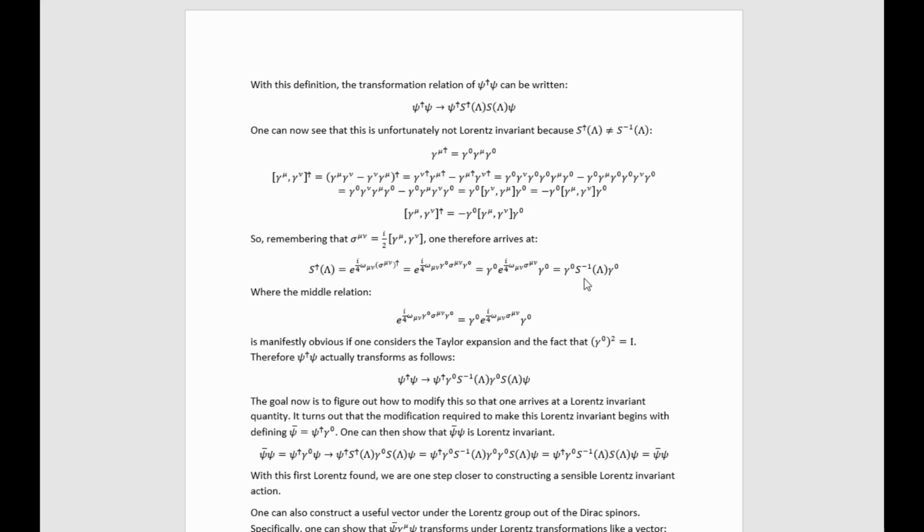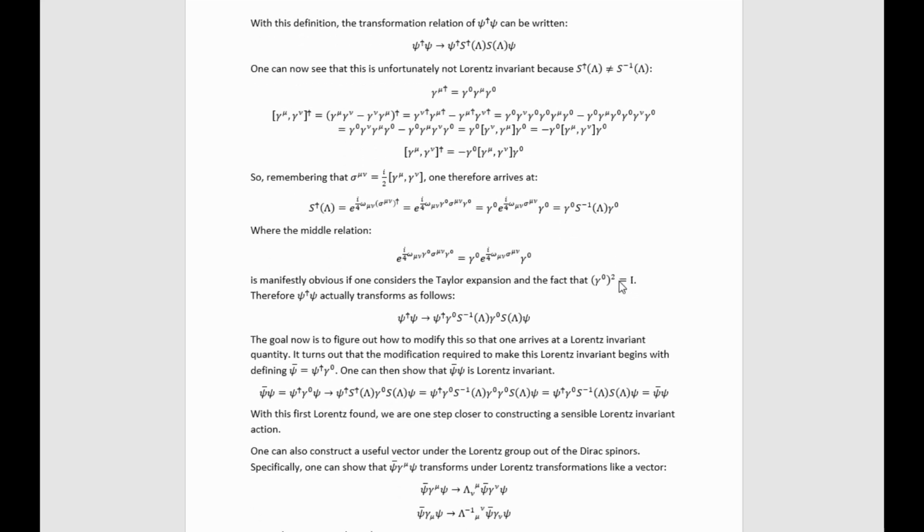And we see that it's just S inverse sandwiched between gamma 0 matrices, where the middle relation here is manifestly obvious if one considers the Taylor expansion and the fact that gamma naught squared equals the identity. If we Taylor expand, the first thing we get is a constant term, just the identity matrix, so then you end up with just these collapsing together and squaring to the identity. So then it matches with what you get from Taylor expanding this side for that first constant term. Then for the second term, which is linear in the argument, we simply get that linear term sandwiched between these two, which is exactly what this linear term turns out to be.